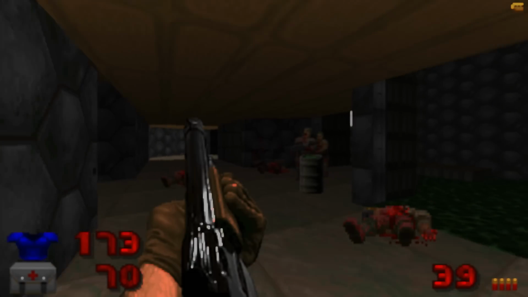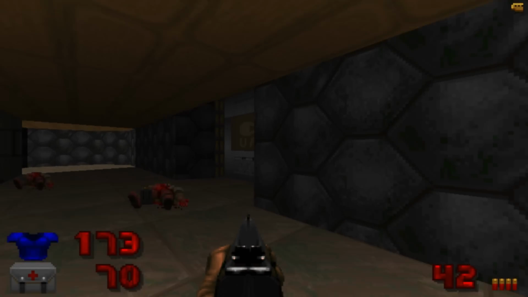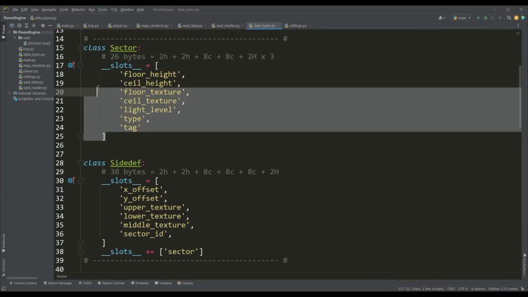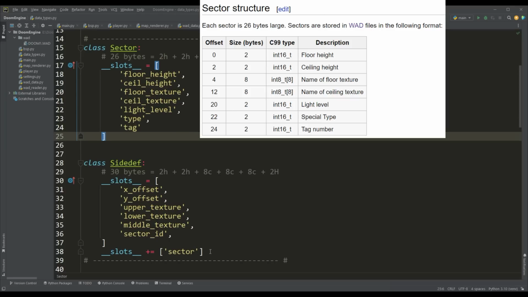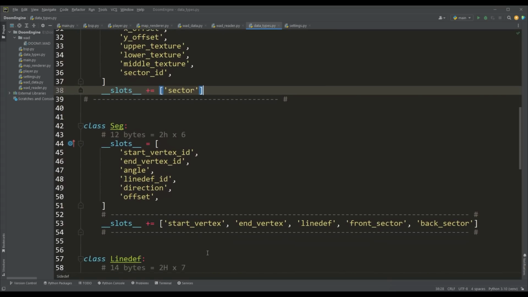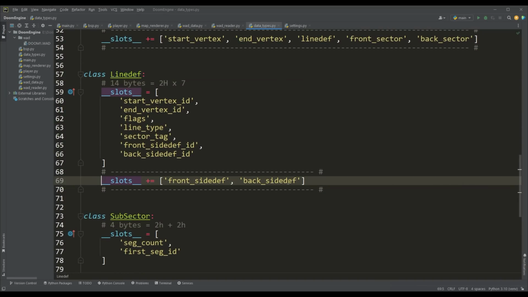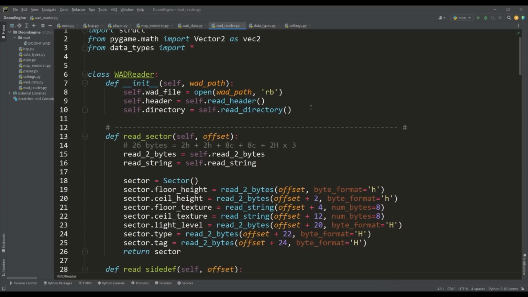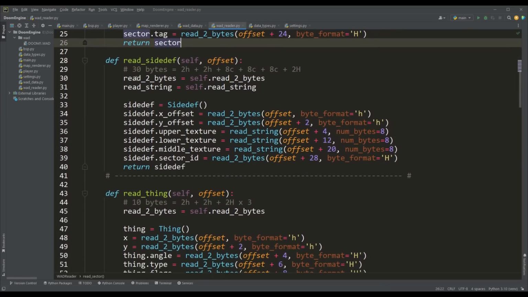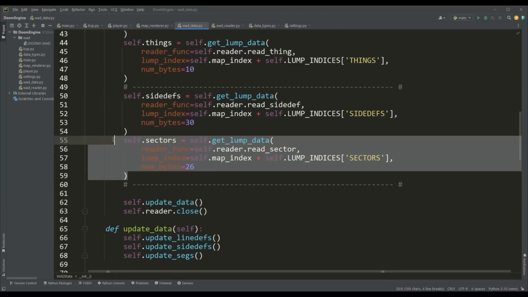And since we will talk about software rendering, which is not often used in modern realities, the further narration will go in a rather concise form, and I will cover only the main points and algorithms. So, as mentioned earlier, we define classes for side def and sector instances according to their structures from the Doom wiki. At the same time, for convenience, we will add the appropriate attributes for the segment and line def classes. Also in the WAD reader class, we define methods for reading the appropriate data for these lumps. And in the WAD data class, we get all instances of side defs and sectors.